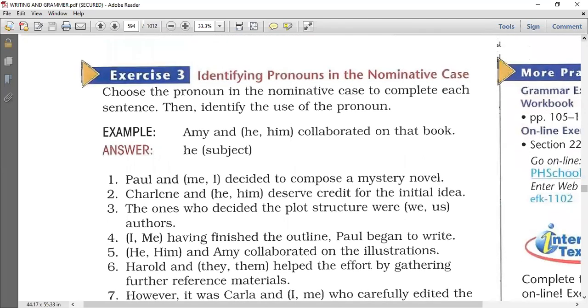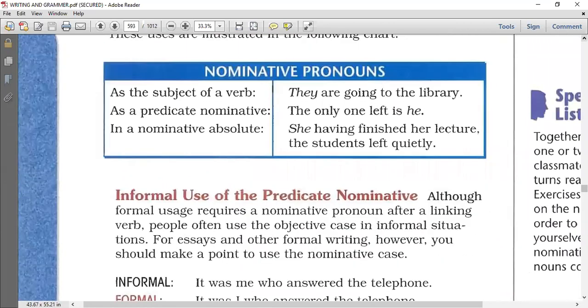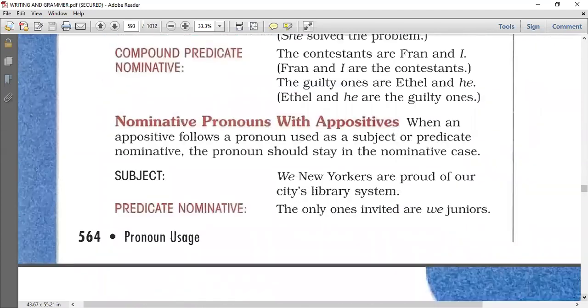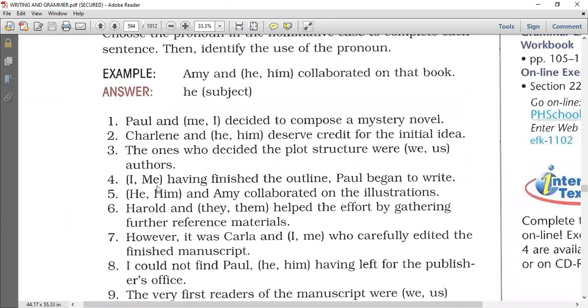And this is called, if we go back to the chart, Yahya, nominative absolute. Nominative absolute. This is one of the cases in which we use the nominative pronoun or the subject pronoun. Look at this example again, guys. She having finished her lecture, the teacher having finished her lecture, the students left quietly. She having, we have the subject followed by verb plus ing. Okay? So it's number 4 again. I having finished the outline, Paul began to write.